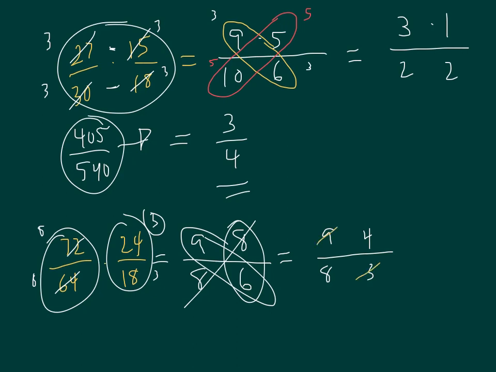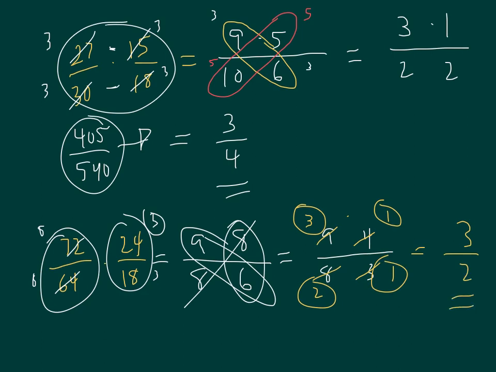3 and 9 can both be divided by 3. That leaves us 9 divided by 3 is 3. 3 divided by 3 is 1. 4 and 8 are both divisible by 4. 4 divided by 4 is 1. 8 divided by 4 is 2. So what am I left with on the top? 3 times 1 is 3. What am I left with on the bottom? 2 times 1 is 2. So at the end of the day, 3/2 is my final answer.